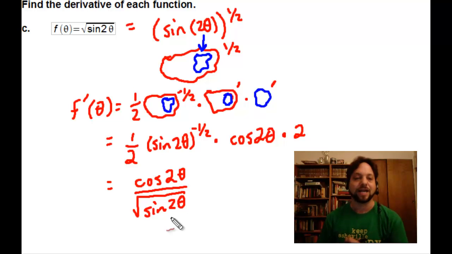And now that we've done that, let's combine our chain rule with a quotient rule, because the quotient rule is something we absolutely love. So with that, let's take a look at example E.